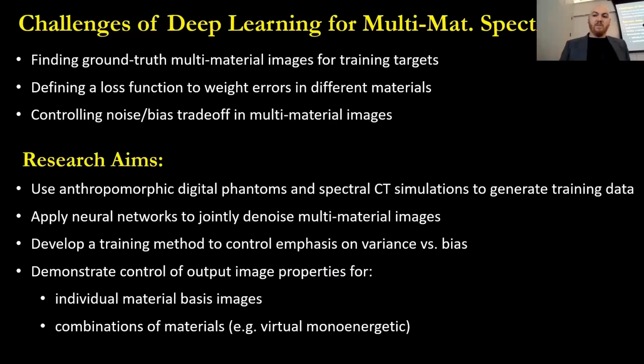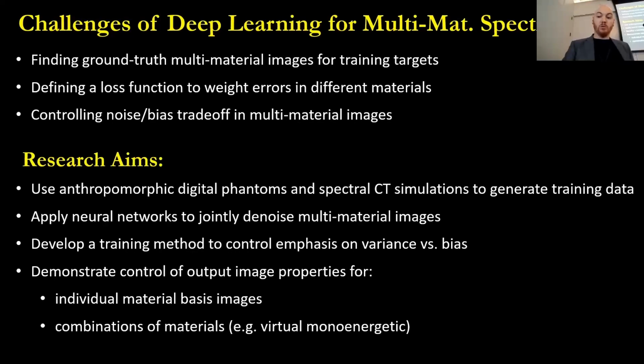Some of those challenges are finding ground truth multi-material images for training targets, defining loss functions to properly weight errors in different materials, and controlling the cross-material noise bias trade-off. So in this work, we'll generate our own spectral CT training data set using digital anthropomorphic phantoms and spectral CT simulations, and we'll apply neural networks to jointly denoise multi-material images.